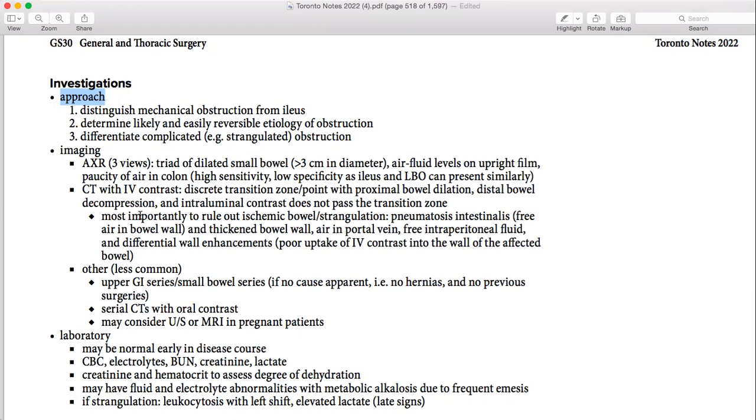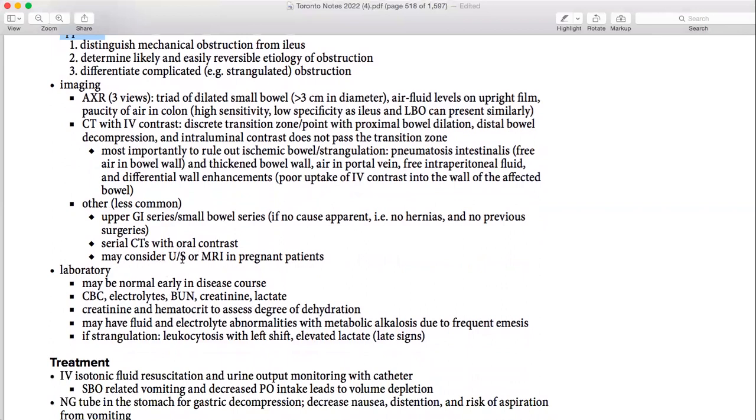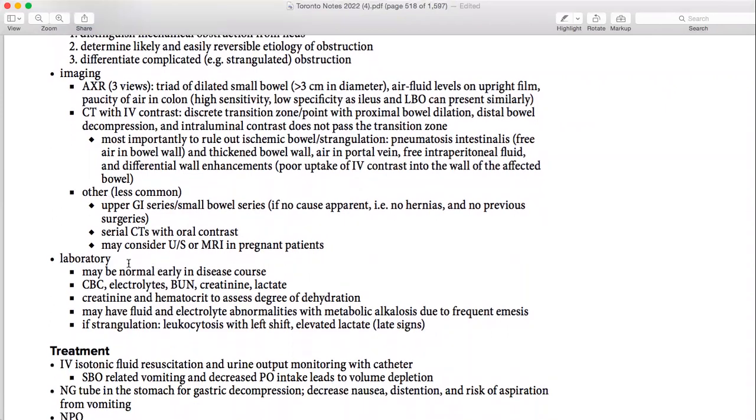Then comes the other option: you can do upper GI CT. This is very less common, but you can still remember it if it's easy. You can do oral contrast, and ultrasound and MRI. Here, ultrasound may be considered, but it is not the priority. People have a misconception that it's the abdomen, so we're going to do ultrasound. This is wrong.